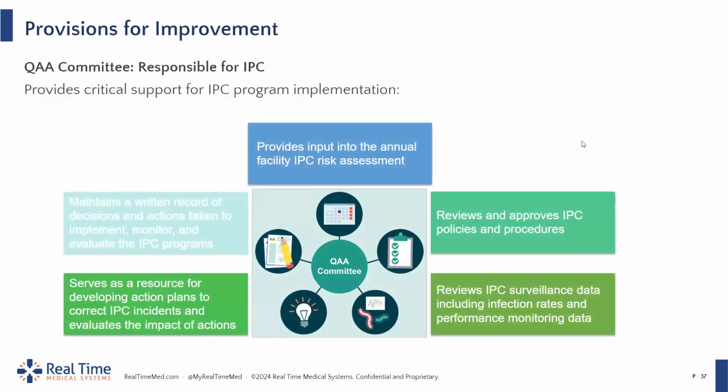Thank you. So with this one, I like to always end with to make sure our infection prevention and control programs are part of our quality assurance committees and part of QAPI. Our IP gets to have input on that annual facility IPC risk assessment, looking at those policies and procedures, looking at that surveillance data, including our infection rates and our performance monitoring. And this is where QAPI is a part of this.